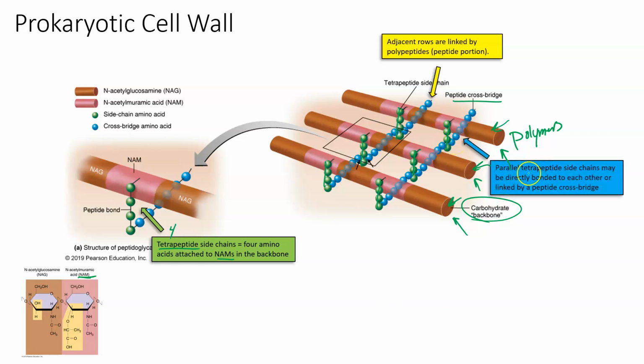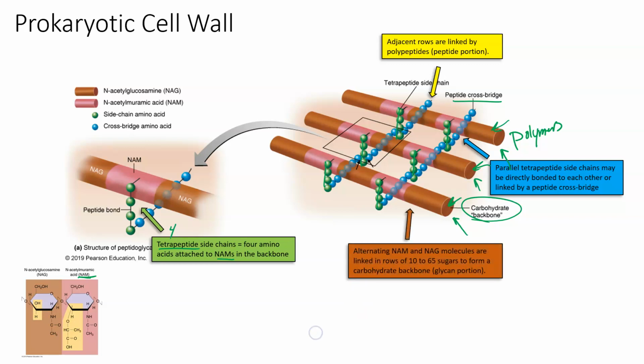Parallel tetrapeptide side chains may be directly bonded to each other or linked by a peptide cross bridge. Again, all of these proteins, which are these kind of beaded structures, are holding our polysaccharide rows together. It's basically creating a lattice, which is going to give the structural components to our polysaccharide in this case, our peptidoglycan.